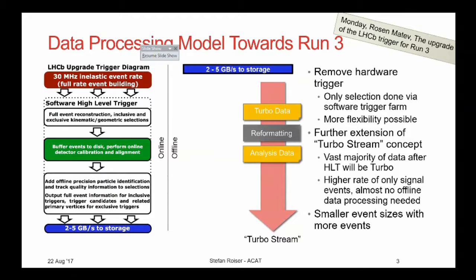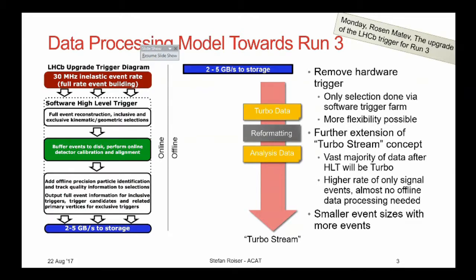So this is the look at the 5 differences between these two slides. So basically there are two main differences. So one is that we are removing the hardware trigger, so we are triggering everything in software, and then the full stream is being removed. So we are aiming to export everything into this so-called turbo stream.